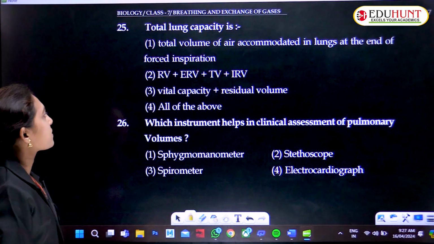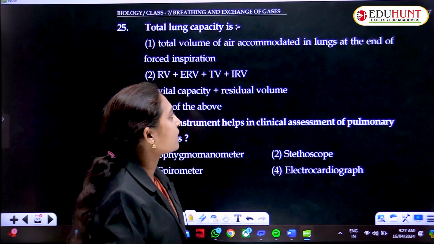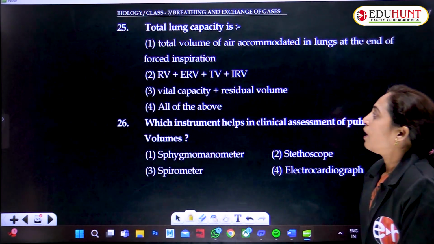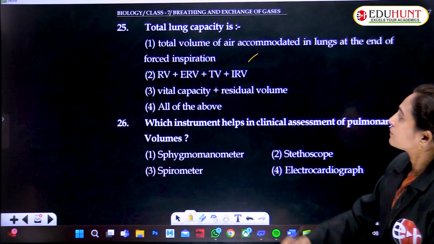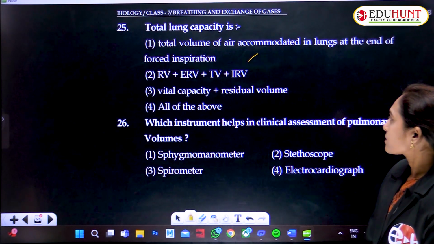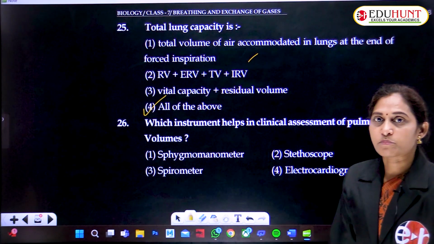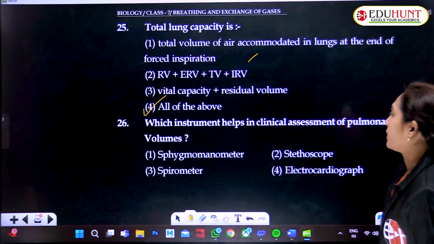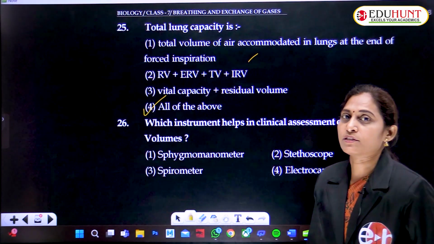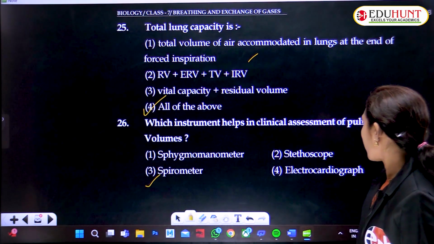The total lung capacity is the total volume of air accommodated in lungs at the end of the forced inspiration. Yes, RV plus ERV plus TV plus IRV, vital capacity plus residual volume, all the above. All the above is the correct option. Which instrument helps in clinical assessment of pulmonary volumes? Just now we have mentioned that it is the spirometer.